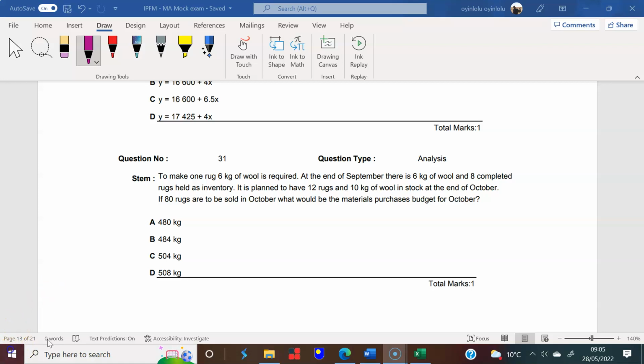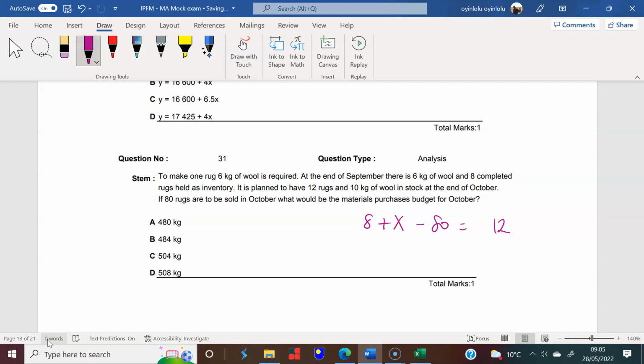Right, let's look at questions 31 to 35. We've seen something along these lines here. You've read this question, of course. What we're interested in is how many rugs we need to produce. At the beginning of October, we have 8 rugs. We want to sell 80 rugs, and we want to have 12 rugs at the end of the month.